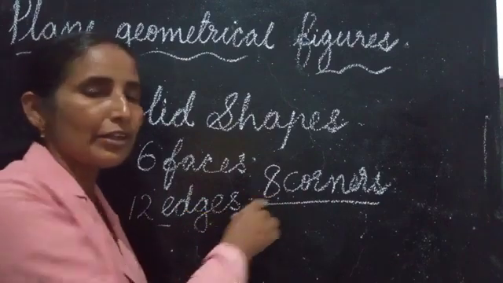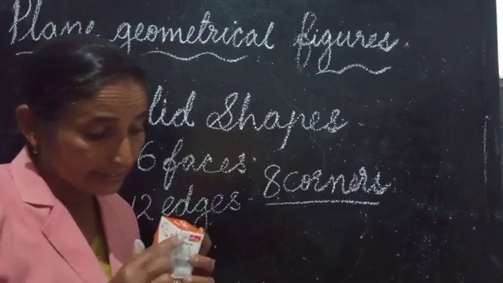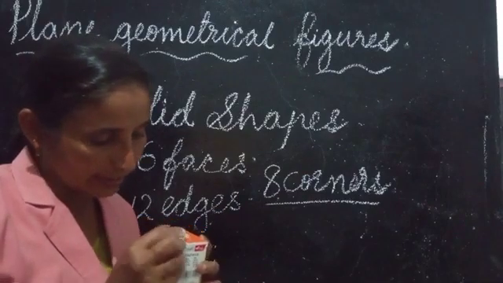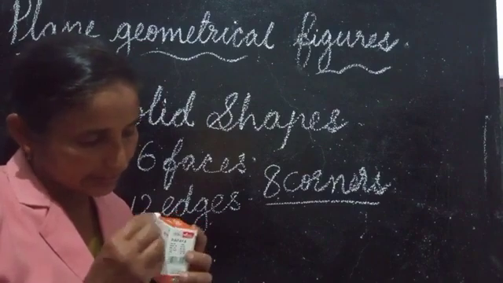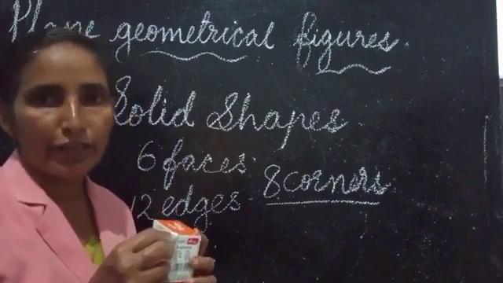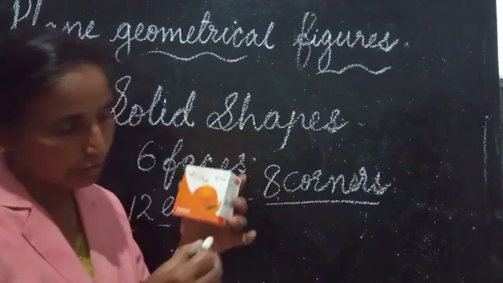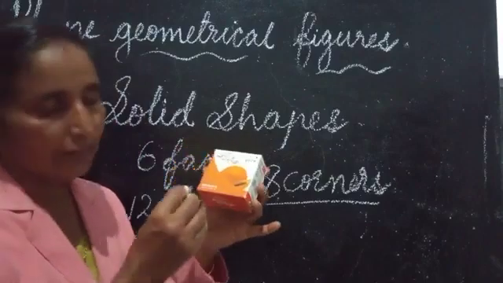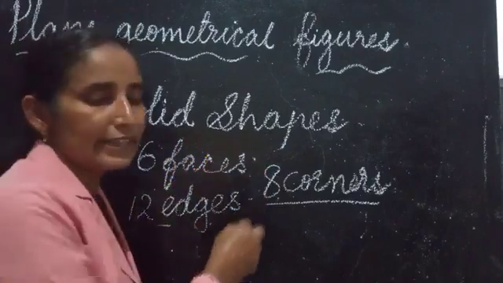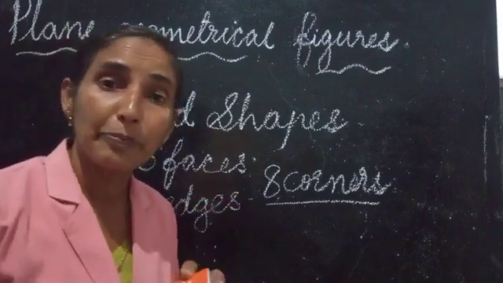Okay. Next, corner. What is a corner? 3 edges meet each other. 1 edge, 2 edge, 3 edge. 3 edges meeting in one point is called a corner. How many corners are there? 1, 2, 3, 4, 5, 6, 7, 8 corners. Understood? 6 faces, 12 edges and 8 corners are there for a cuboid and even a cube.